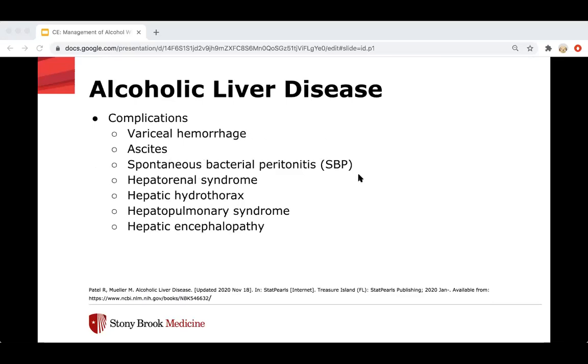Alcoholic liver disease can also cause more complications such as variceal hemorrhage, ascites, spontaneous bacterial peritonitis, which is an infection of that ascites fluid, hepatorenal syndrome, hepatic hydrothorax, hepatopulmonary syndrome, and hepatic encephalopathy. So as you can see, if you can stop the patient from drinking, it'll prevent all of this from happening.